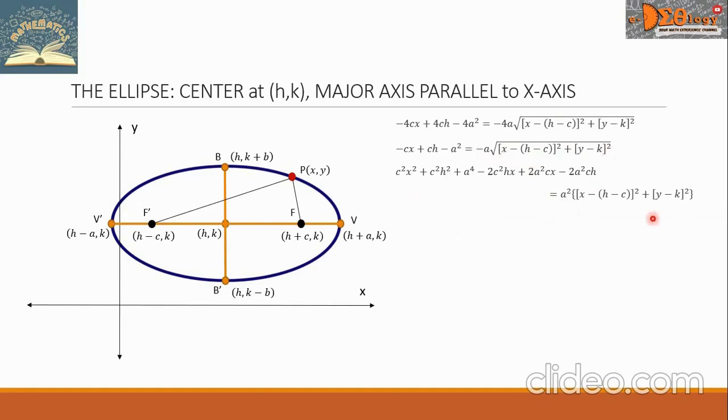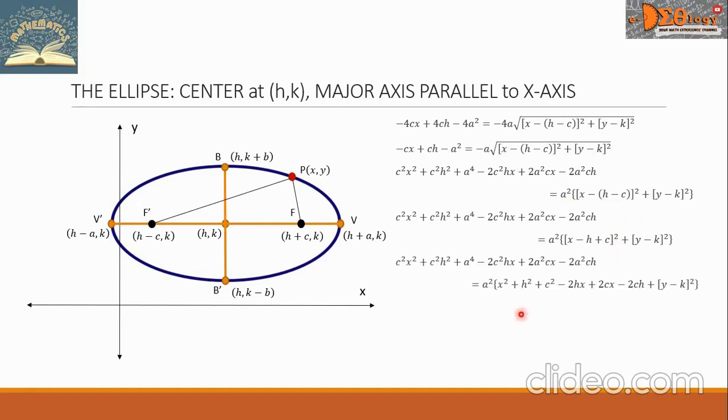In the next step, we're going to simplify this term here. We are removing the grouping symbol of h minus c. So here we go. And from this line, we're going to square this trinomial again. So this is now the resulting product. The next step, this a squared, we're going to distribute to each term inside the grouping symbol. So we have now this equation.